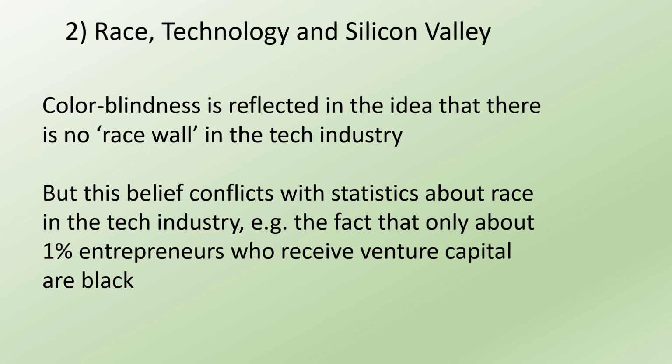Okay, so secondly, the constellation of race, technology, and Silicon Valley. Daniels argues this idea of colorblindness and colorblind racism is reflected in the idea that there is no race wall in the technology industry. In other words, there's no barrier to diversity and to people of color applying for positions. It's open to talent, and there are no barriers.